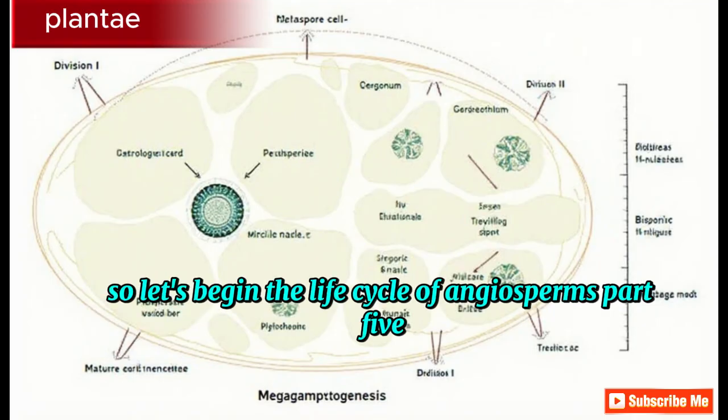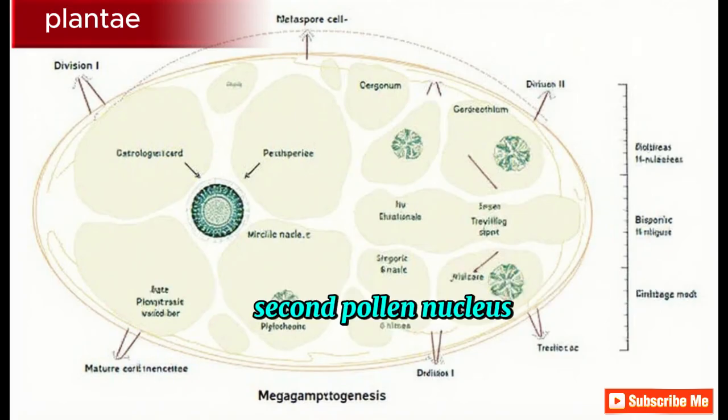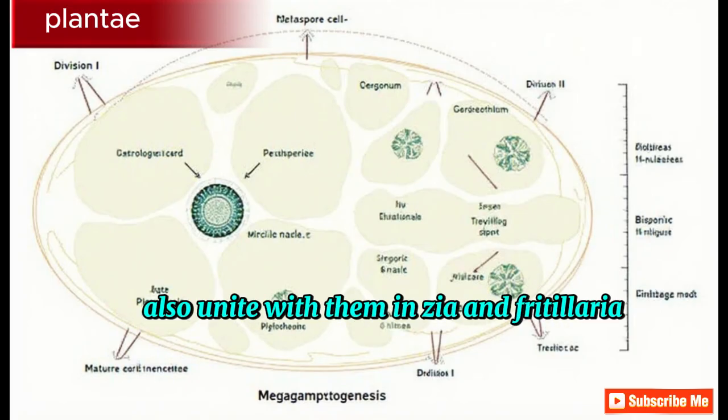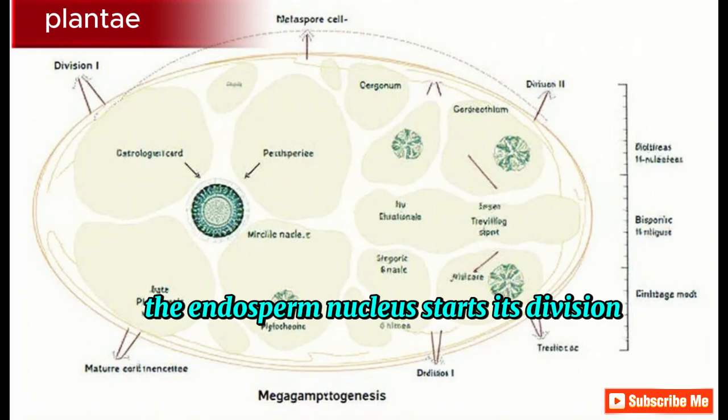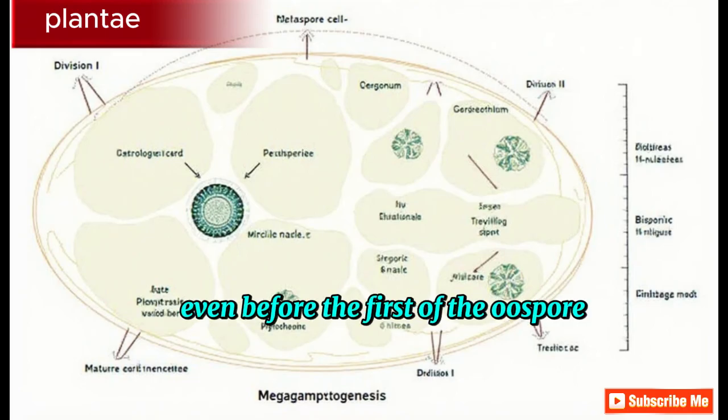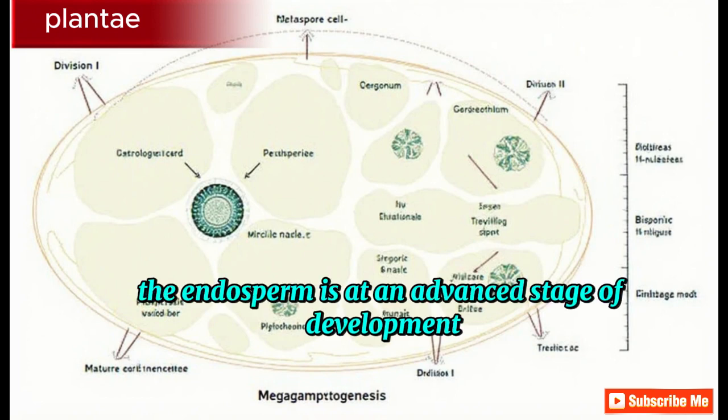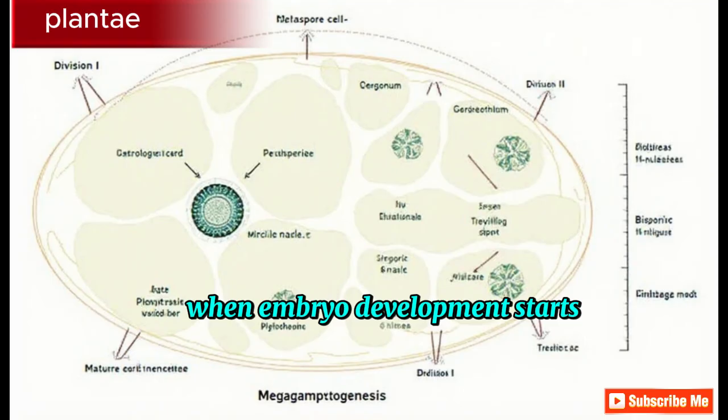The life cycle of angiosperms, part 5. The second polar nucleus also unites with them. In Zea and Fritillaria, the polar nuclei fuse with them. In several cases, the endosperm nucleus starts its division even before the first division of the oospore. Therefore, the endosperm is at an advanced stage of development when embryo development starts.